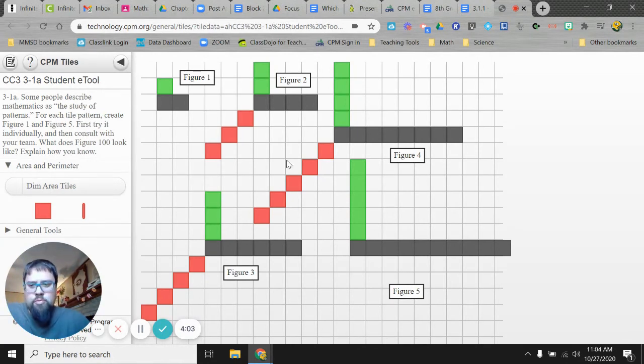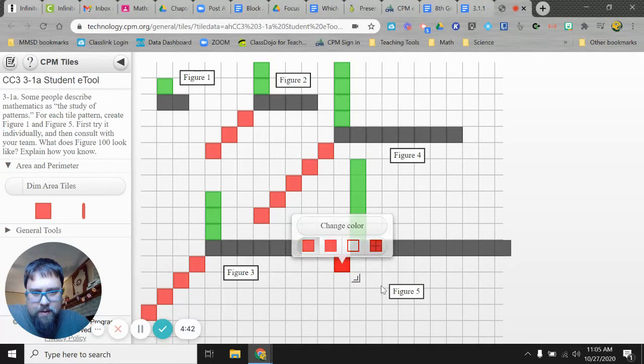Now I have to figure out a rule or relate the figure number to how many tiles are in that red little tail part. All right, so in figure 2, there's 3 tiles in the red part. In figure 3, there's 4 tiles in the red part. In figure 4, there's 5 tiles in the red part. So I can see a pretty clear pattern here that basically the red tail part is just one more than the figure number. And then for figure 5, if we continue that, I would have 6. So I'm going to do 6 tiles in that little tail.